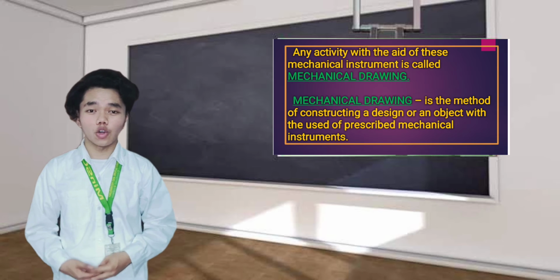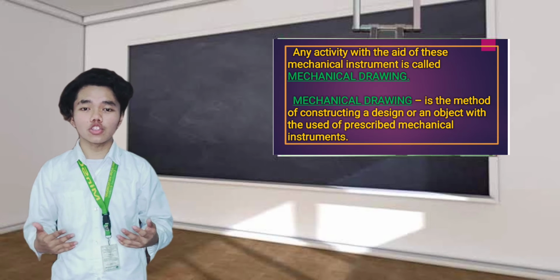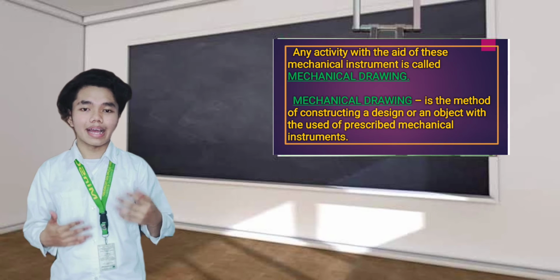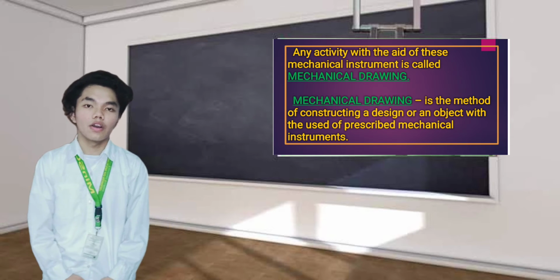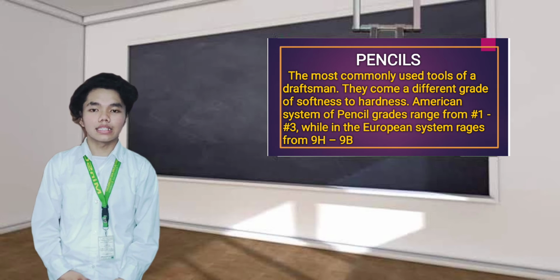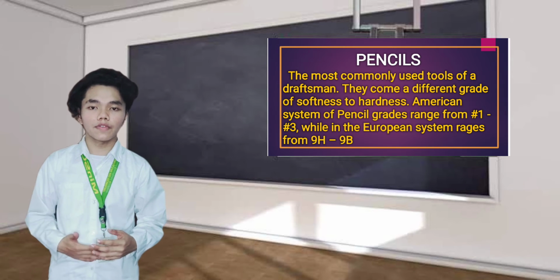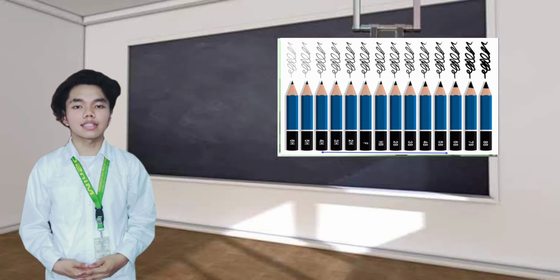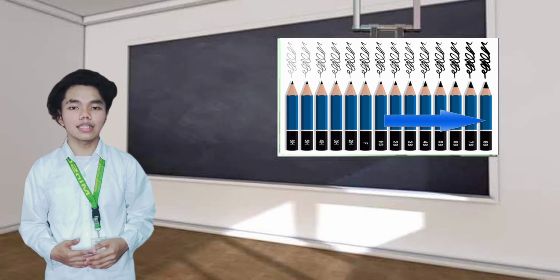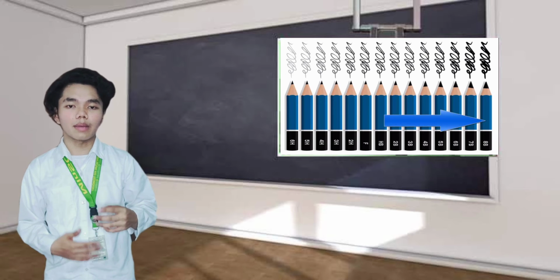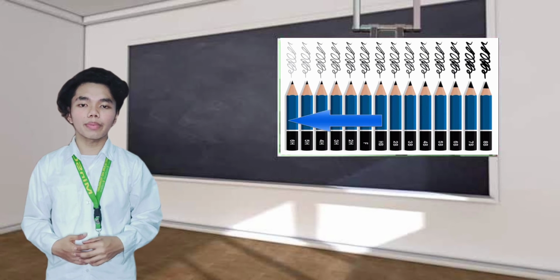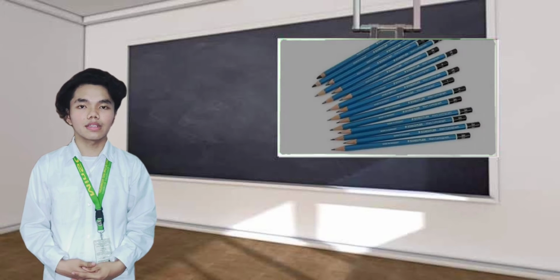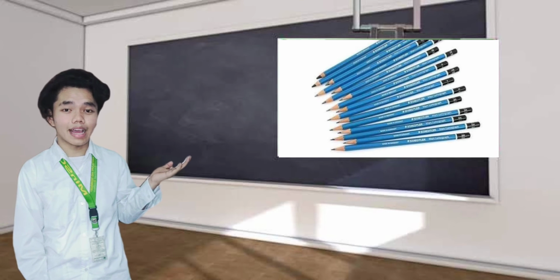What is mechanical drawing? Mechanical drawing is the method of constructing a design or an object with the use of prescribed mechanical instruments. Okay, first, the pencil. Pencils are the most commonly used tools for draftsmen. They come in different grades from softness to hardness. The American system of pencil grades ranges from number 1 to number 3, while the European system ranges from 9H to 9D. These are examples of pencils.